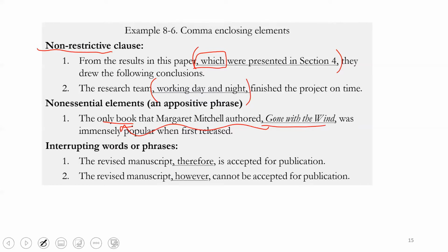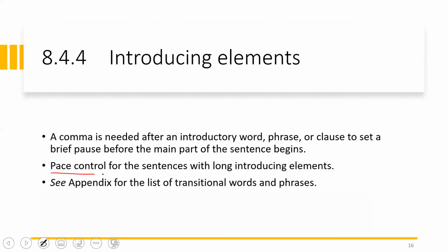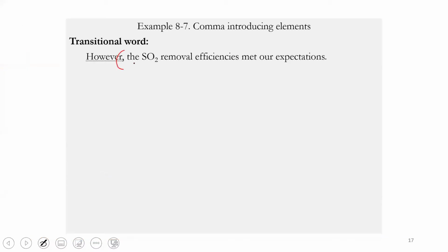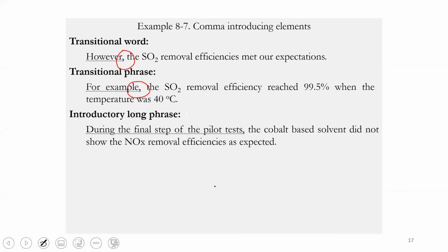There are interrupting words or phrases. Therefore, just give it a pause. You also use two commas. So this kind of enclosure slows down the reading. It's very nice for pace control. However, it breaks the continuity. Again, it is for pace control. There is a comma right after however, to prove. Similarly, for example, okay, this is a stronger emphasis on what you're going to present. We also use a comma for a pause because it is a long phrase: during the final step of the pilot test.